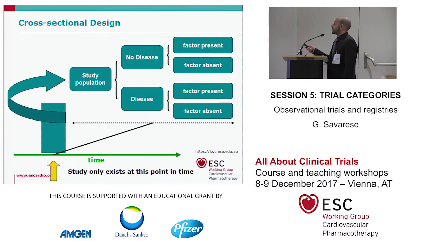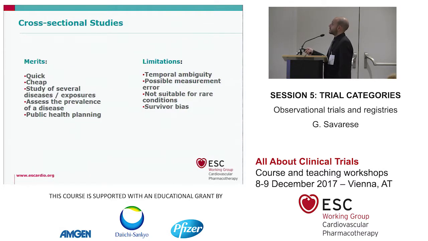Exactly. So in a cross-sectional study, the study exists only in one time point. At this point, we consider the study population and we check how many patients have the disease of interest and which ones do not. And then we check how many patients in each group had a risk factor present or absent. And then we compare, for example, the proportions. So we don't consider the length of the follow-up at all. We don't have a follow-up for this study design.